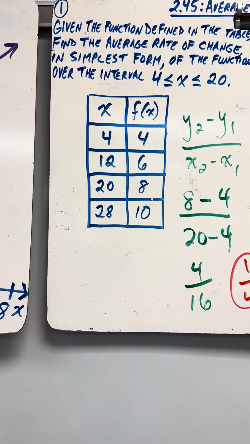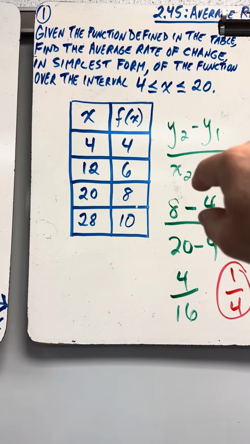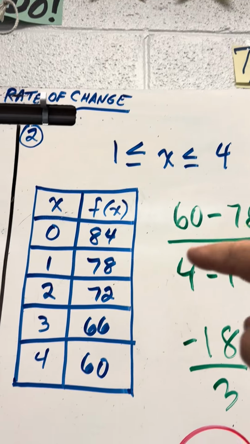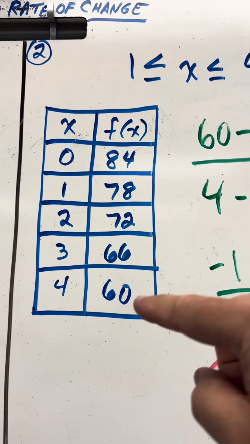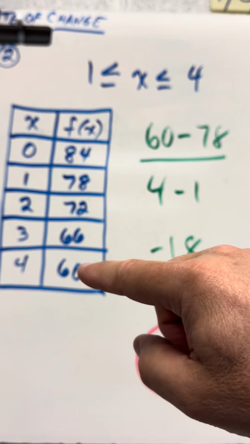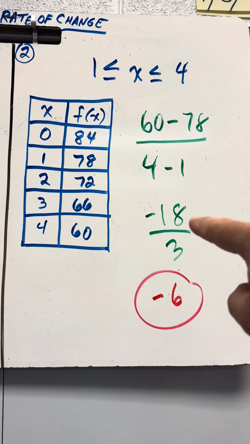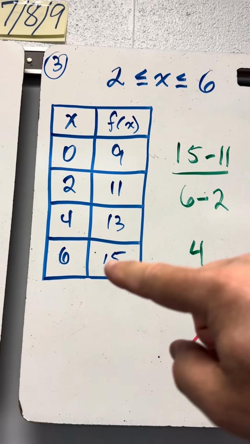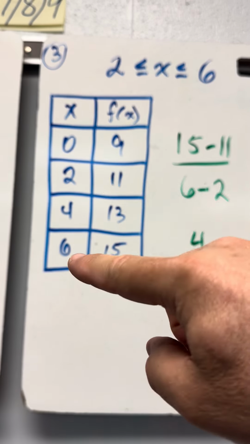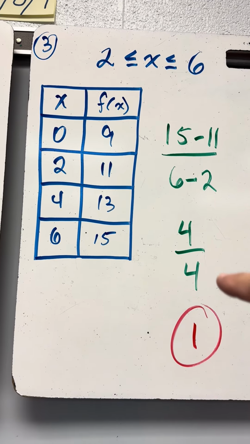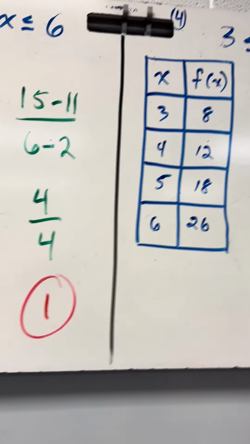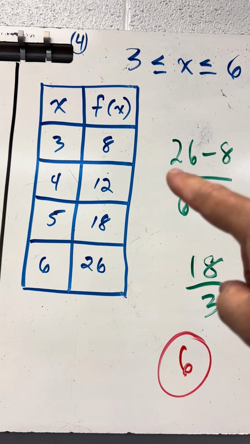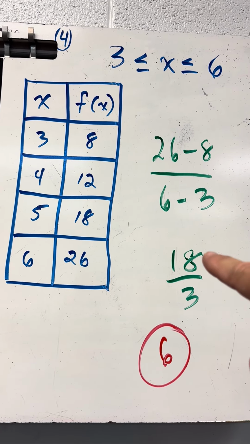So in these problems, you don't have to worry about all the blah, blah, blah. Just worry about 4 and 20. Here, we're going to worry about 1 and 4. So 60 minus 78 over 4 minus 1. Negative 18 over 3 equals negative 6. Done. 2 and 6. 15 minus 11 over 6 minus 2. 4 over 4 equals 1. 3 and 6. 8 and 26. 26 minus 8 over 6 minus 3. 18 over 3.